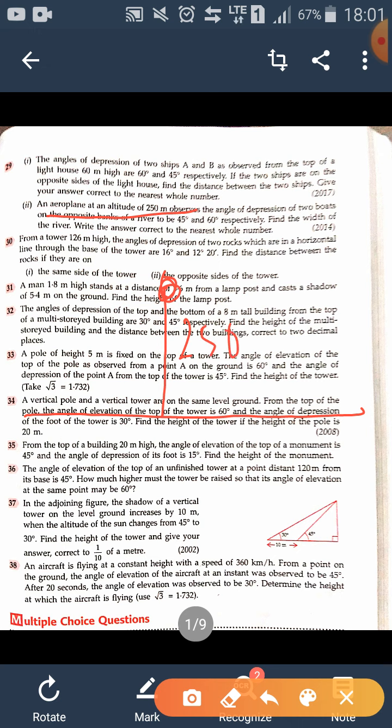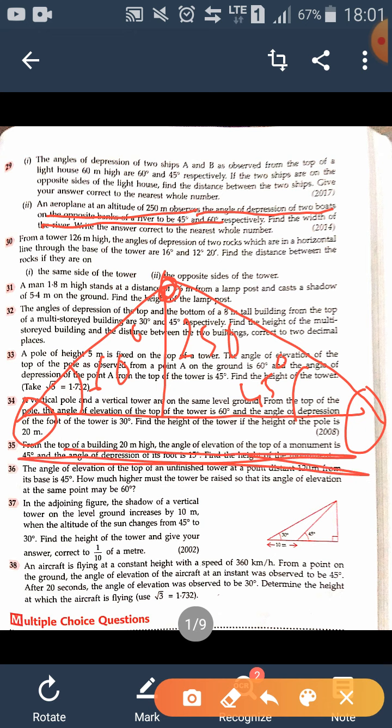The angle of depression of two boats on the opposite banks of the river are 45 degree and 60 degree. So there are two boats. One boat is over here, the other boat is over here. The first boat makes an angle of 45 degree. The second boat makes an angle of 60 degree. And you are supposed to find out the distance between the two boats, means this full distance you are supposed to take out. Okay, this one is important because it came in 2014.